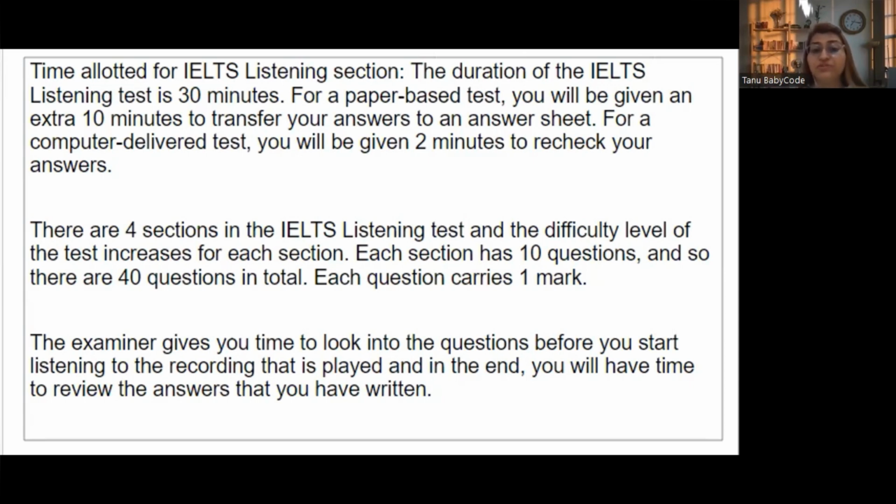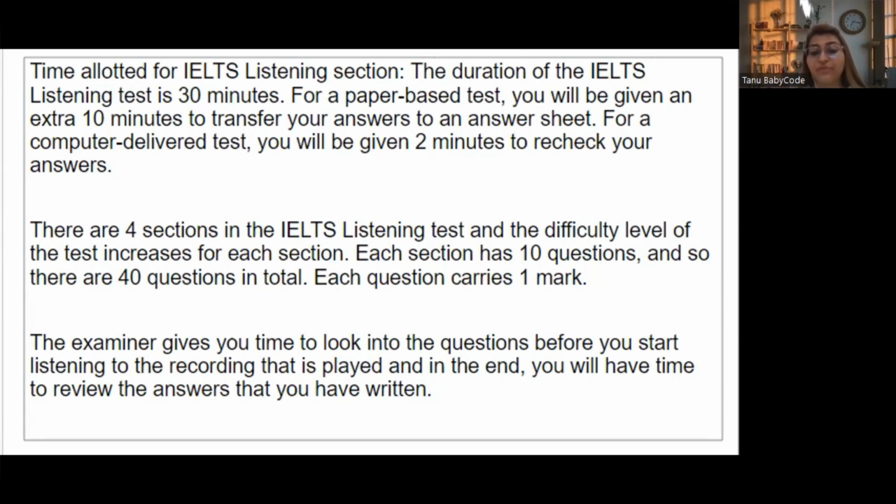There are 4 sections and the difficulty level keeps increasing from section 1 to 2, then 3 and the fourth one. Each section has 10 questions, so there are a total of 40 questions, and each question carries 1 mark.